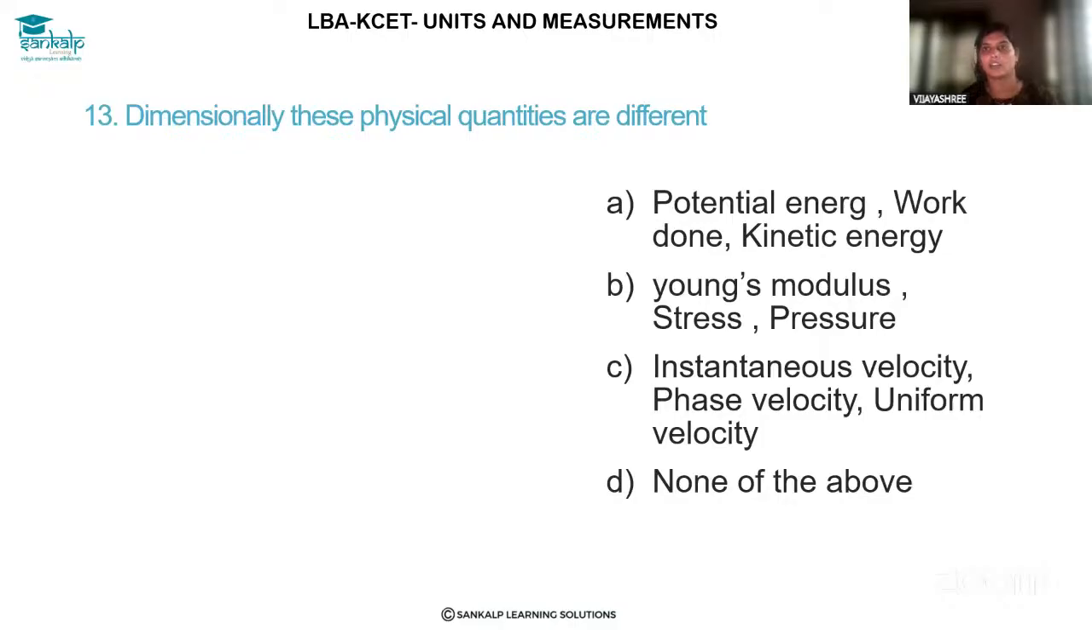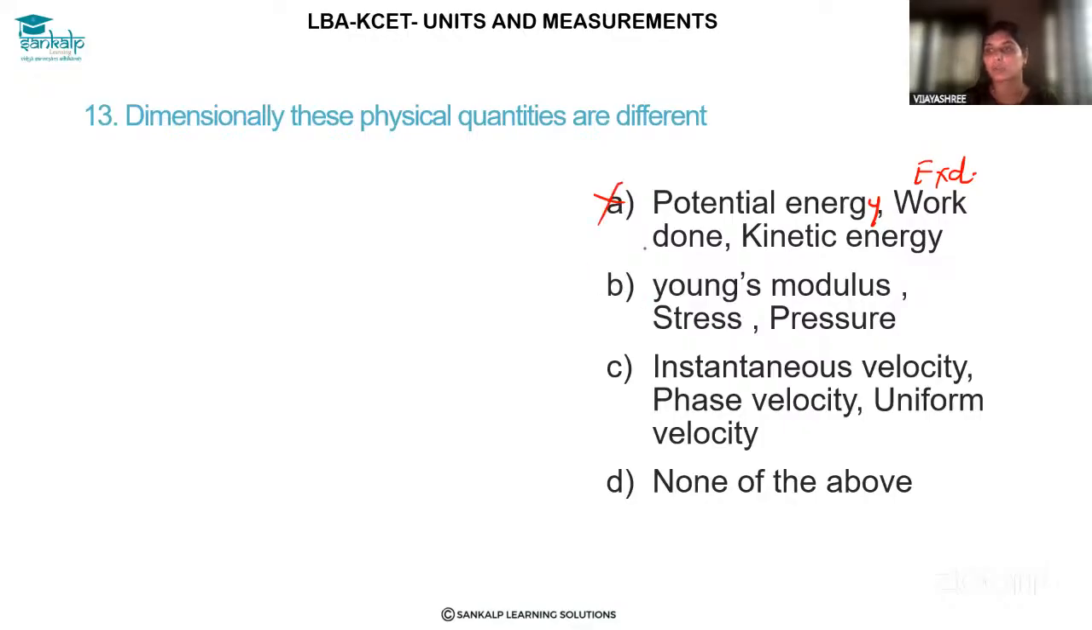Okay, now option A, potential energy, it is a form of energy. Work done, again, it is energy and work done both have same dimension. Work done is equal to force into displacement. Energy has also the dimension of force into displacement. Kinetic energy also the form of energy. So all these quantities will have same dimensional formula. So we can eliminate option A.